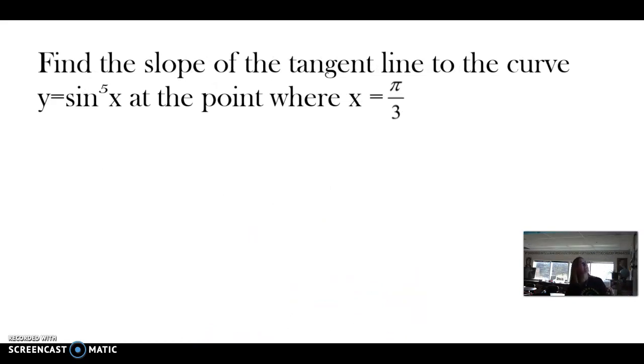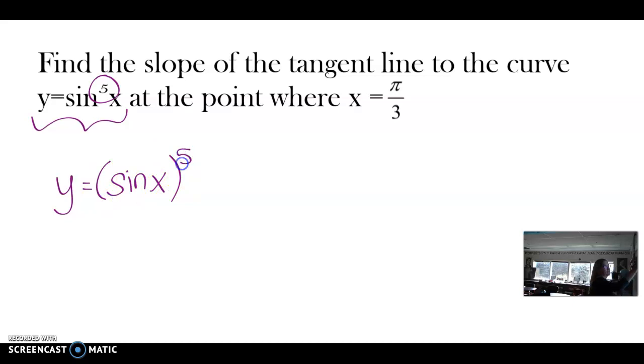All right. So now we're going to find the slope of the tangent line to the curve of y equals sine to the 5th power of x. You have to remember, when you see this exponent, it means sine of x to the 5th. So the outer function is to the 5th power. When I find the derivative, which is what we're doing when we're finding the slope of the tangent line to this curve, remember that that is the derivative.